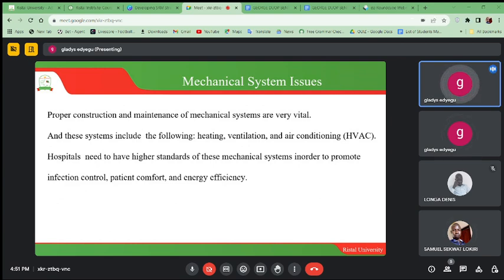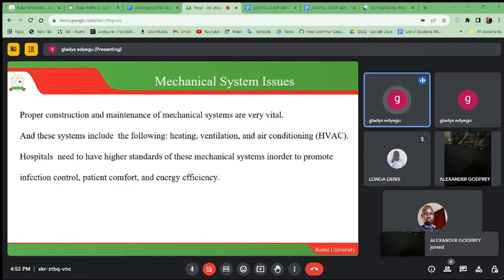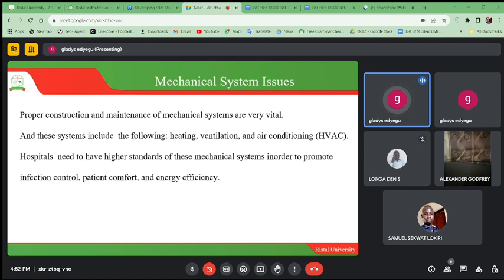So when you look at mechanical systems, we are not talking about anything but the different machines, the different equipment that are used in the hospital. How are they maintained? How are they constructed? And how are they placed or installed in the hospitals? It is not just constructing or installing, but there are different standards that they are supposed to follow in the process of installing and constructing them. So the hospital has to look at that before they start installing or constructing these different mechanical systems.